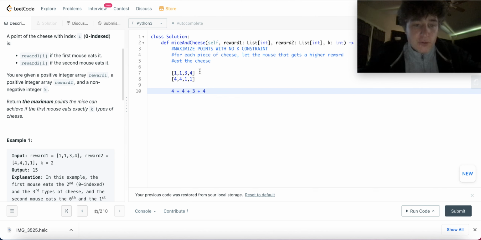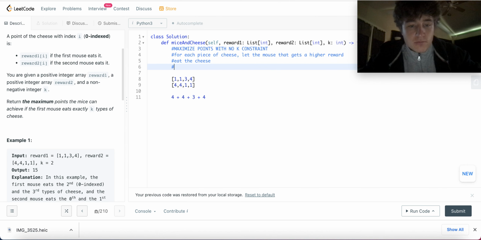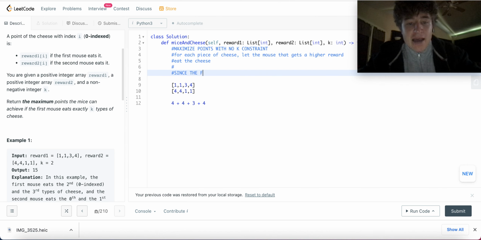Since the first mouse... I don't know why I'm randomly deciding to use capitals and randomly decide not to. Who knows the inner workings of my mind?